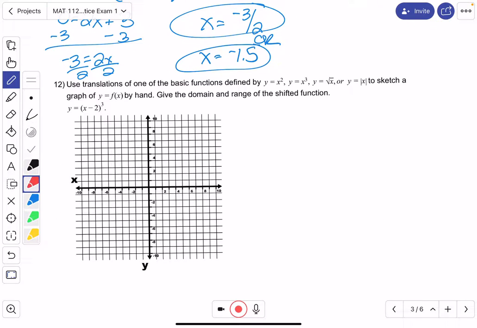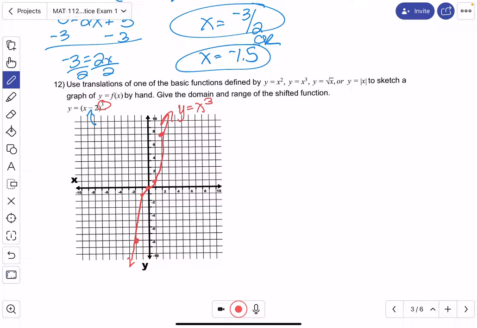Number 12. Use translations to sketch the graph by hand. Give the domain and range. So here we don't have to sketch the original, but I'm going to just so you can see where it comes from. So it's the cubing function. So 0 cubed is 0, 1 cubed is 1, 2 cubed is 8, -1 cubed is -1, -2 cubed is -8. So here is our basic function, x cubed. Now again, you don't have to draw that, but I'm doing it so you can see.